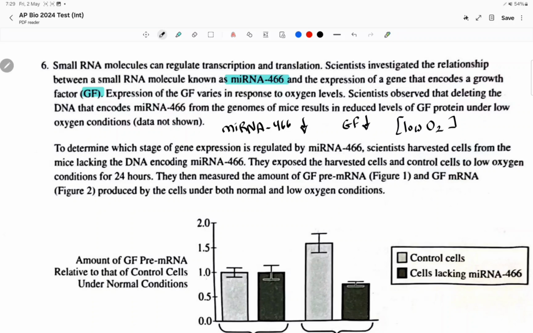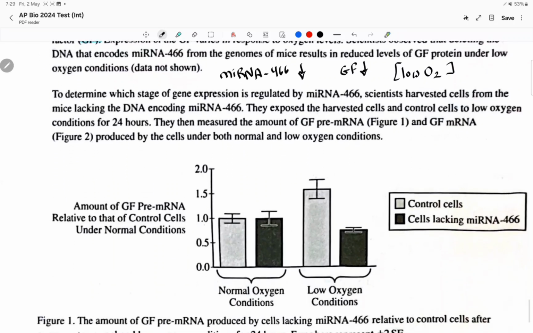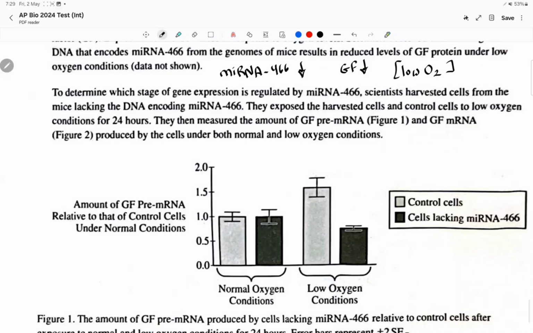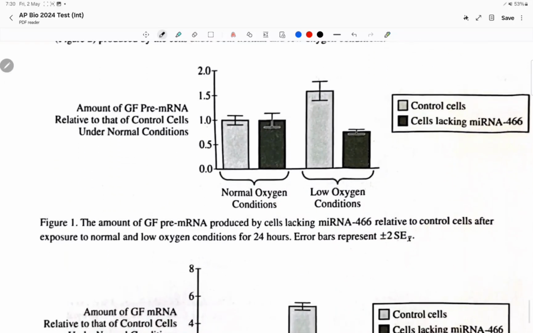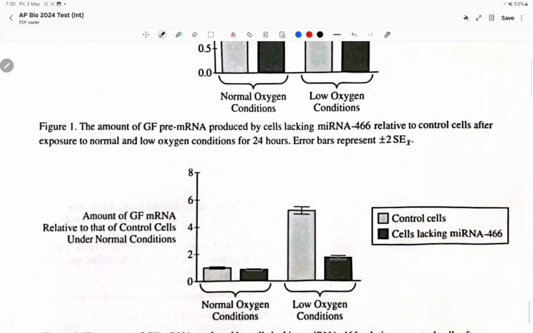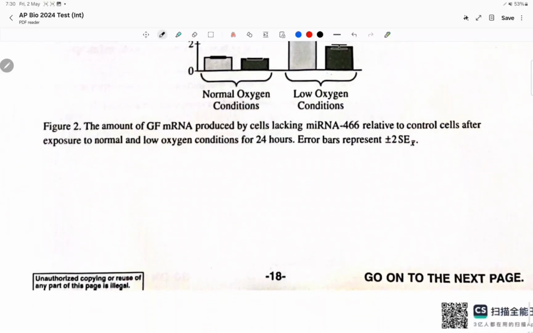To determine which stage of gene expression is regulated by miRNA 466, scientists harvested cells from the mice lacking the DNA encoding miRNA 466. They exposed the harvested cells and control cells to low oxygen conditions for 24 hours. Then they measured the amount of GF pre-mRNA and also the GF mRNA produced by the cells under both normal and low oxygen conditions. Okay.